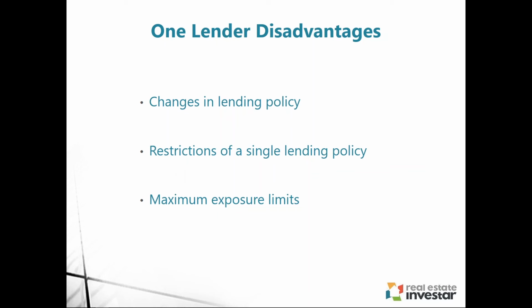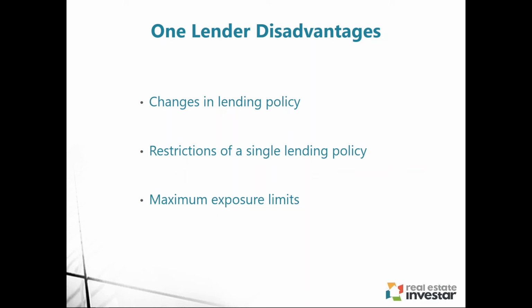Obviously there are restrictions of a single lending policy, which ties in hand with the changes in their lending policy. As I mentioned before, you could be looking at purchasing a property that could be 4 units on one title. The bank you're dealing with may not have an appetite for that type of property. So you've now got all your eggs in one basket, and you have to look at other avenues.